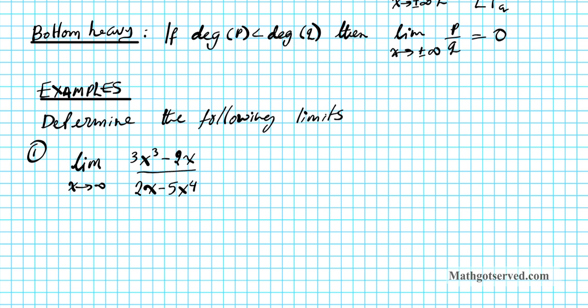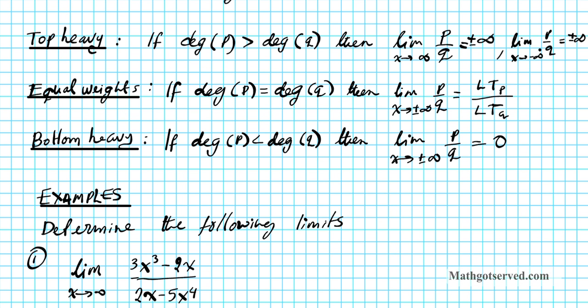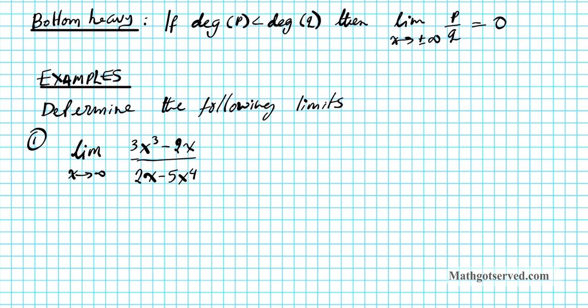Now, the first thing you want to ask yourself is, what kind of expression is this? This is clearly a rational expression because you have a polynomial on top and a polynomial on the bottom. So the tricks I just showed you are applicable here. Okay? So let's take a look at it. Is this top heavy, bottom heavy, or equal weight?